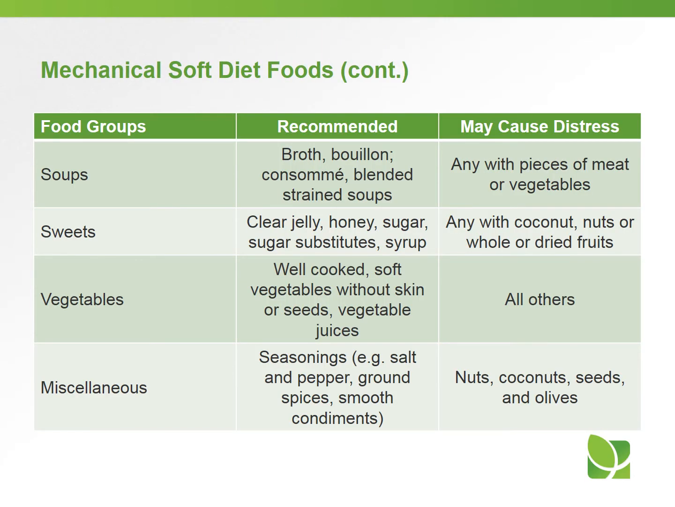So soups, you want to stay with more broth or bouillons. Stay away from anything with large pieces of meat or vegetable. Sweets, clear jelly, honey, sugar substitutes, syrup, fine, but anything with coconut, nuts, or whole or dried fruits needs to be avoided. Vegetables, they should be well cooked, soft vegetables without skin or seeds, and really any other raw vegetable needs to be avoided. Miscellaneous seasonings like salt and pepper, ground spices, smooth condiments are good, but again, avoid nuts, coconut, seeds, and olives.